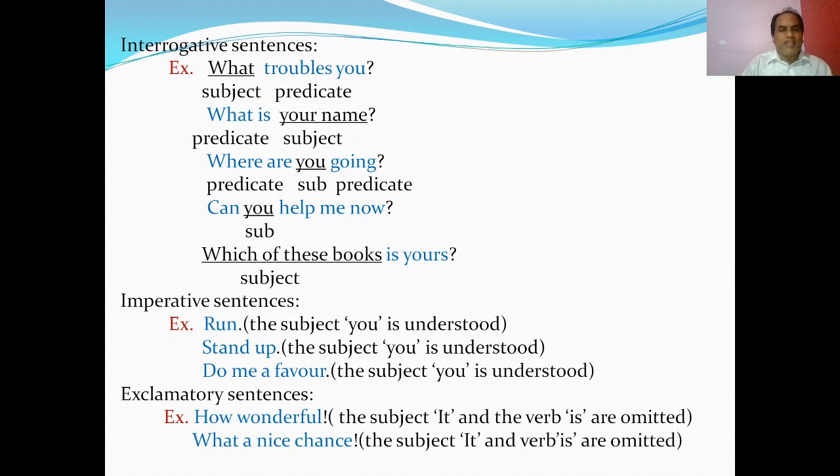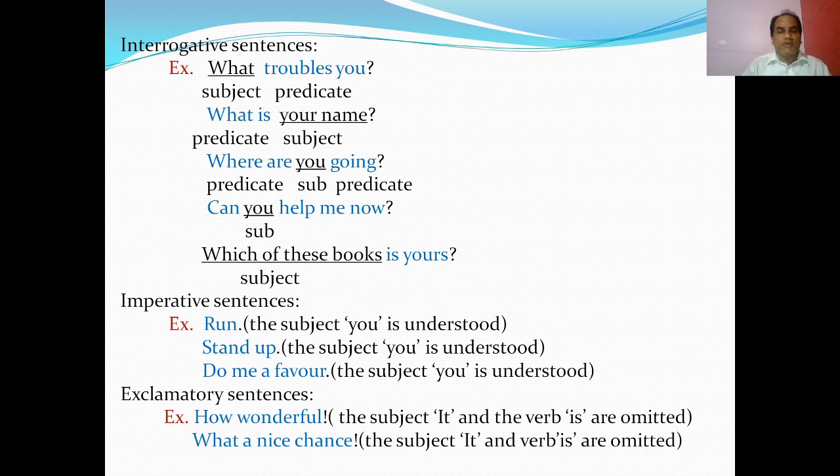We know in imperative sentences, run is a sentence and there is a subject. Who is the subject or doer of this action? Run. You. That is, run means you run. Here you is the subject and it is understood subject. It is a subject which is hidden. Stand up. The subject here is you. It is understood. Hidden. Do me a favor.